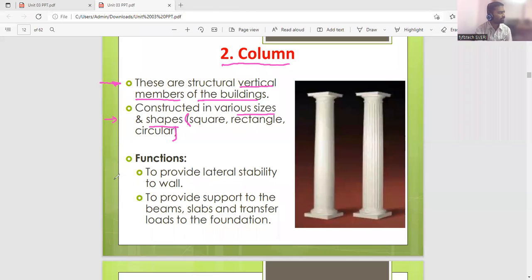What is the function of the column? It will transfer the load from the slab and beams to the footing foundation. First one is to provide lateral stability to wall. Next, to provide support to the beams, slabs, and transfer loads to the foundation.